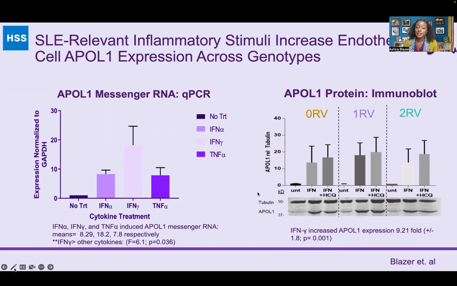rest of the experiments. On the protein level, regardless of genotype, so these are HUVECs that carry 0 copies of the risk variant, 1 copy of the risk variant, 2 copies of the risk variant, we got an increase of APOL1 expression compared to tubulin when treating with interferon gamma. We also added hydroxychloroquine, which is an autophagic flux inhibitor.